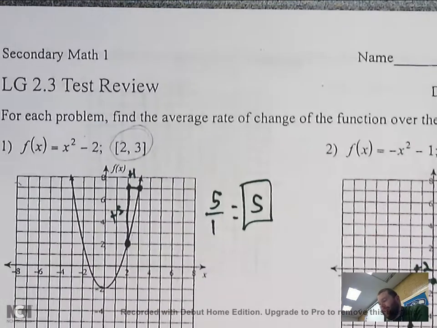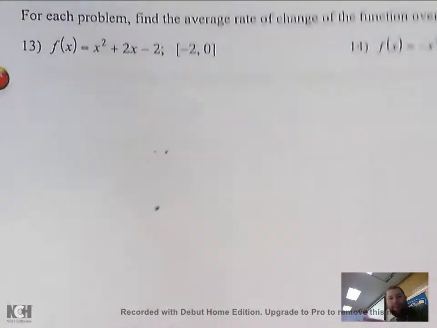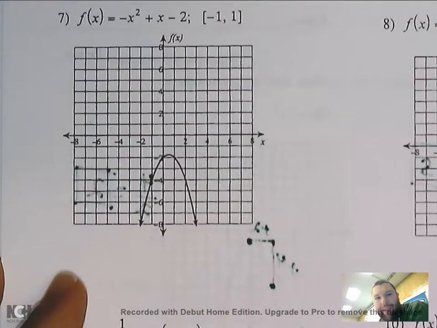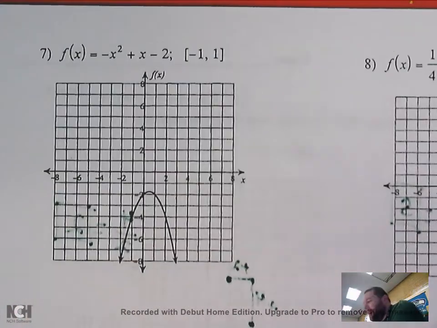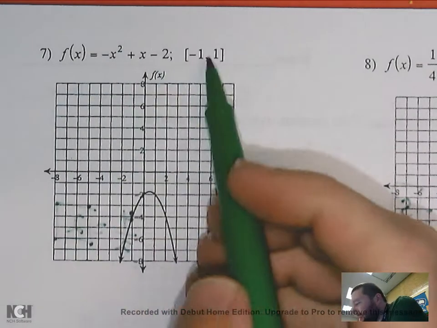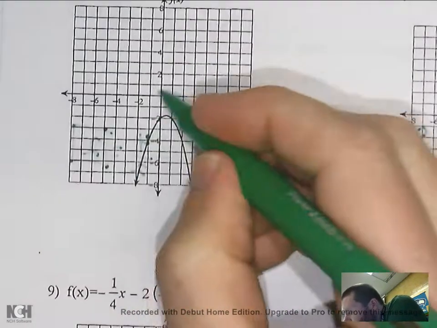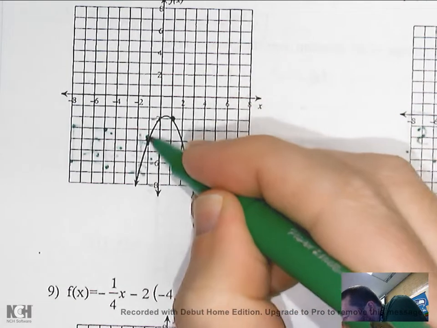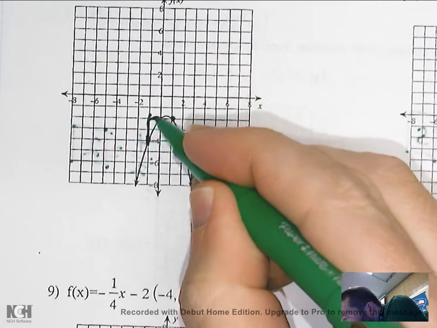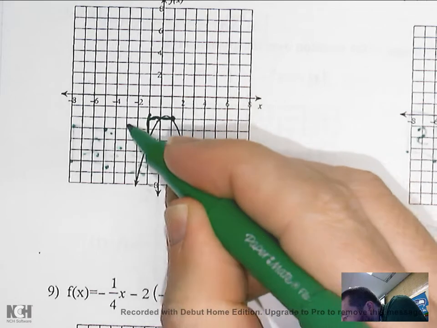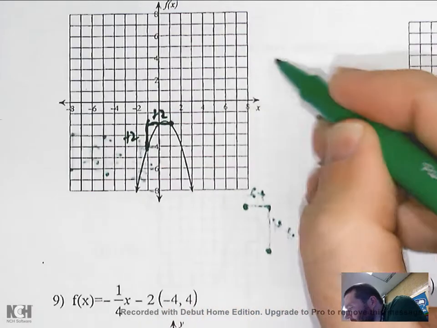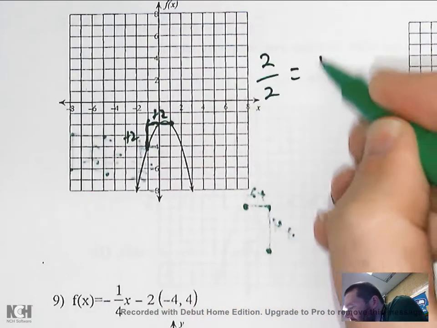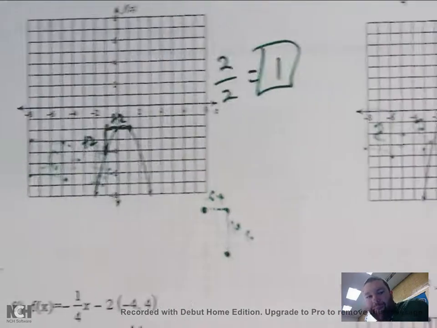Okay. Got 6 more to do for this video, and I'm going to do them quickly. So here we go. And it did bleed through. Oh well. So this one's -1 and 1. So I go to -1, go down my line, put a point. 1, go to my line, put a point. And it is going up 2 and over 2. So 2 over 2, which is just 1 when you simplify it.